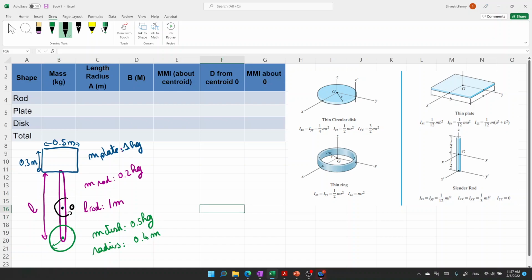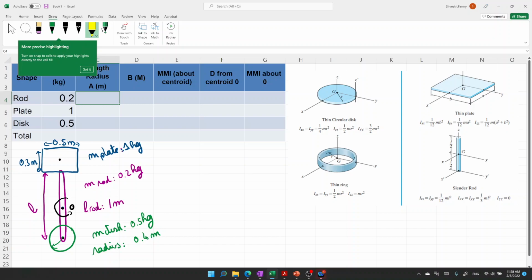So what I will do first, I made a table already. I put the 3 different shapes, rod, plate, and disc. So purple, blue, and green. And I will list the mass of each of them. So the mass of the rod is 0.2. The mass of the plate is 1. And the mass of the disc is 0.5. I will add the dimensions that I need to find their mass moment of inertia. So it depends on the axis: I will have the axis about the centroid of the plate, the centroid of the rod, and the mass moment of inertia about the centroid of the disk.